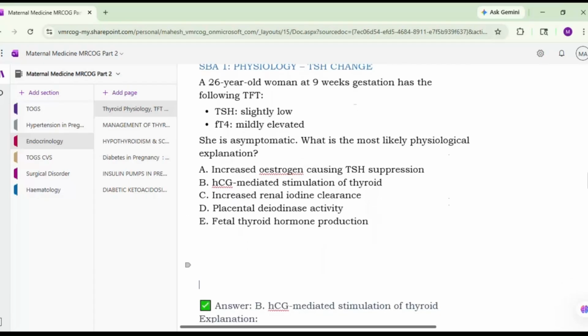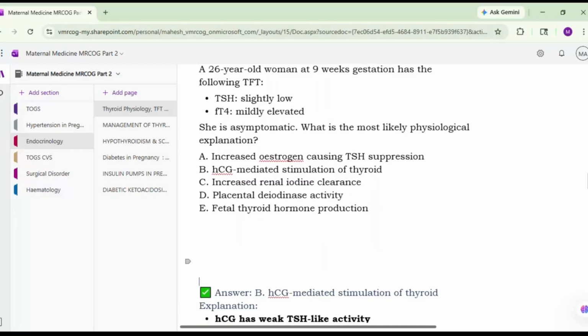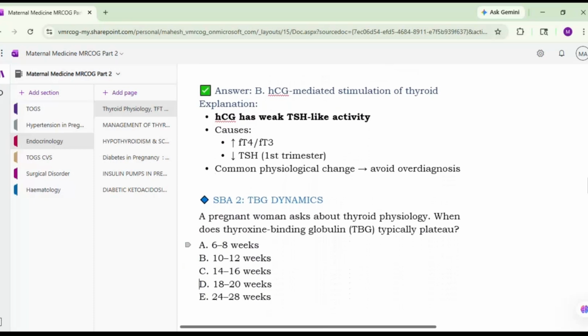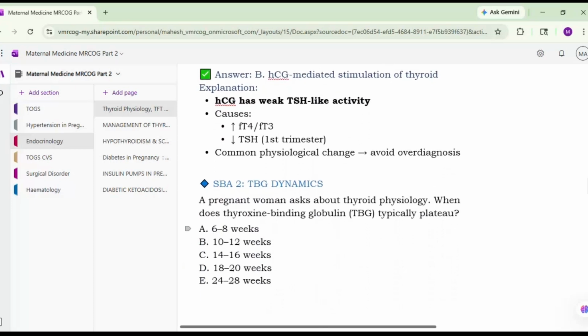Yes. So it is hCG-mediated stimulation of thyroid. hCG has a weak TSH-like activity, so it leads to an increase in FT3 and FT4 levels, and there is a decrease in TSH in the first trimester. That is a physiological change. So avoid overdiagnosis. Next.